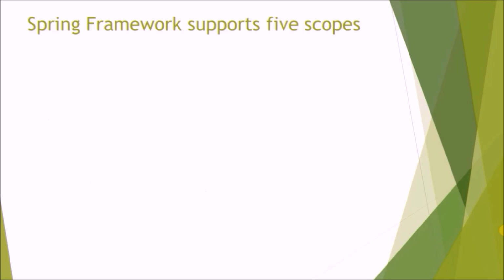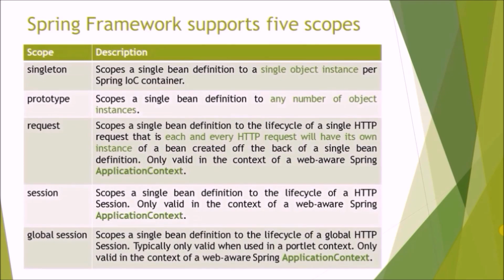Spring Framework supports 5 scopes. Singleton scopes a single bean definition to a single object instance per Spring IoC container. Prototype scopes a single bean definition to any number of object instances. The request scope scopes a single bean definition to the life cycle of a single HTTP request, that is, each and every HTTP request will have its own instance of a bean created off the back of a single bean definition, only valid in the context of a web-aware Spring application context.